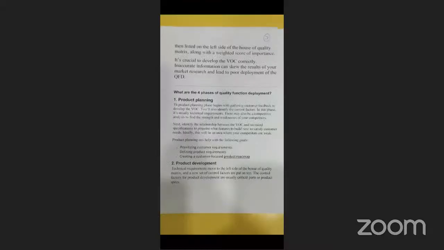Then the question is, what are the phases of quality function deployment?